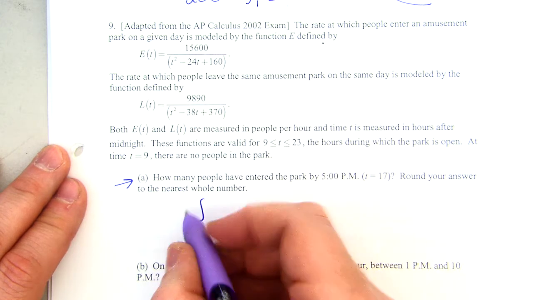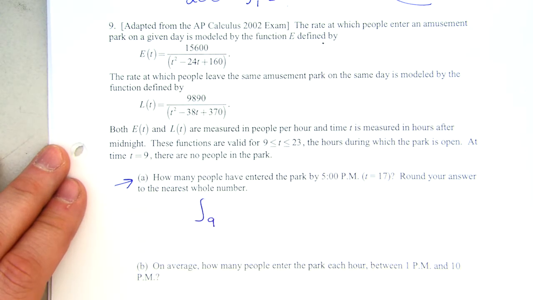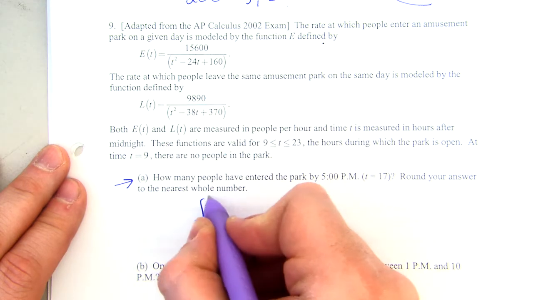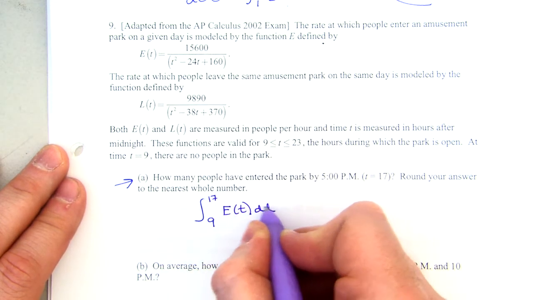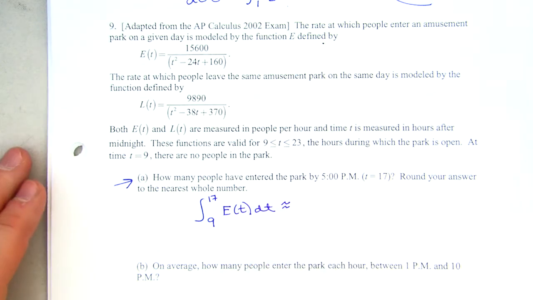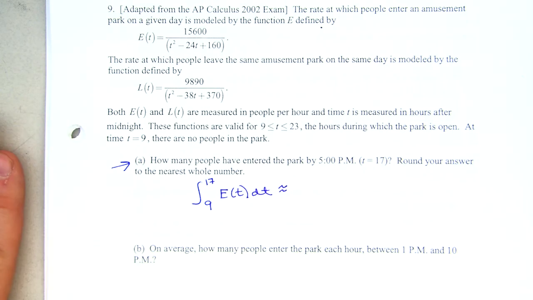What's your starting time? 9 a.m. is t equals 9 because it's hours after midnight. The integral from 9 to 17 of E of t dt. The directions say round to the nearest whole number, so please do round. And again, this is not how many people are in the park. This is how many have gone through the ticket booth by then.